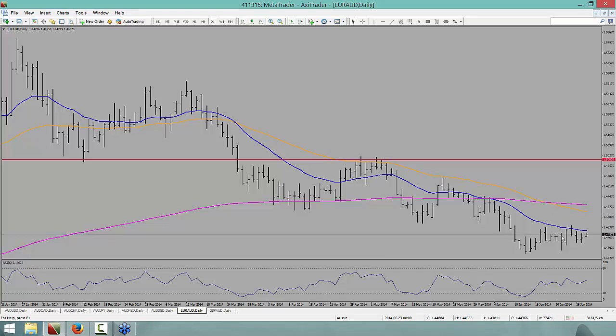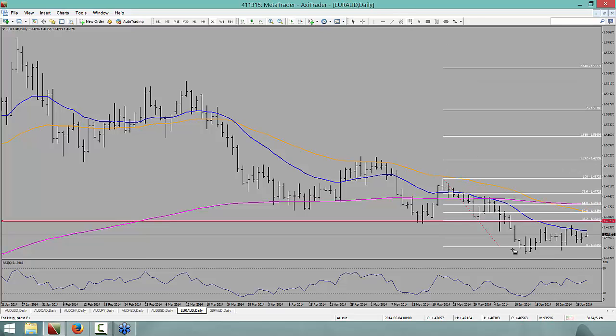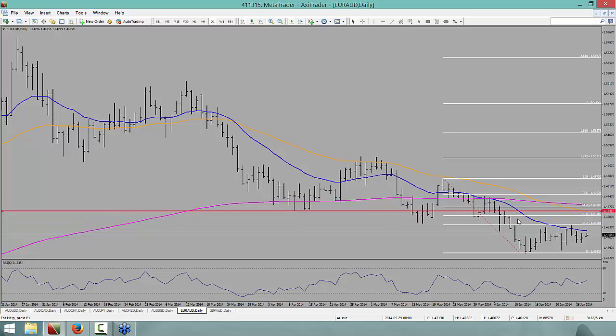Euro Aussie is the same as the Aussie Swiss. We have to have a look at it up around here somewhere. This is just convergence. There was no divergence. Put that in there, and it's somewhere around here that you're wanting to be getting in. There should be an opportunity if we're patient for it.